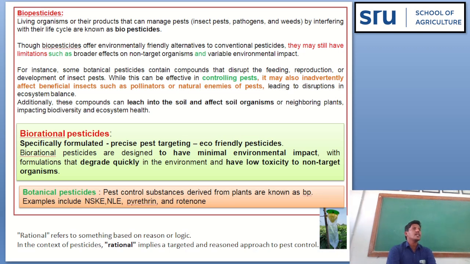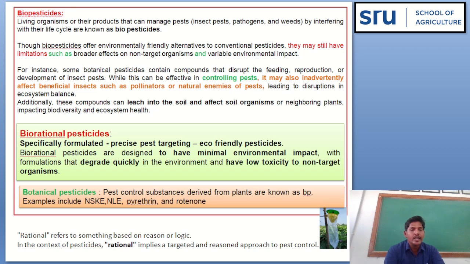Over these biopesticides, the most accurate pesticides are the biorational pesticides. Biorational pesticides are specifically formulated, precise pest-targeting, eco-friendly pesticides. See, for example, one drop is given when we are using a lure for Helicoverpa, then it attracts only Helicoverpa. It does not impact any other organism. That's why it is specifically formulated and precisely pest targeting. So this is the advantage of biorational pesticide over biopesticide.